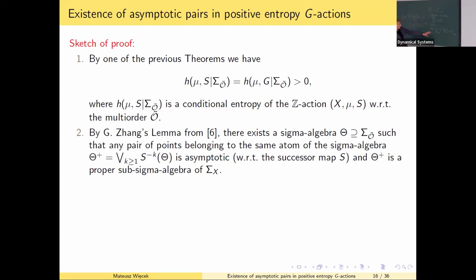Second, which is maybe not as important because there is also a point about the Pinsker, the conditional Pinsker sigma algebra, conditioned by the sigma algebra. But in our case, it is important that for any pair of points belonging to the same atom of the sigma algebra, we have the same symbols. And any pair of points which belong to the same atom of the sigma algebra theta plus, which is the joining of, well, we might say that this is the future of the sigma algebra theta under the action of S, then these points must form asymptotic pairs in this case.